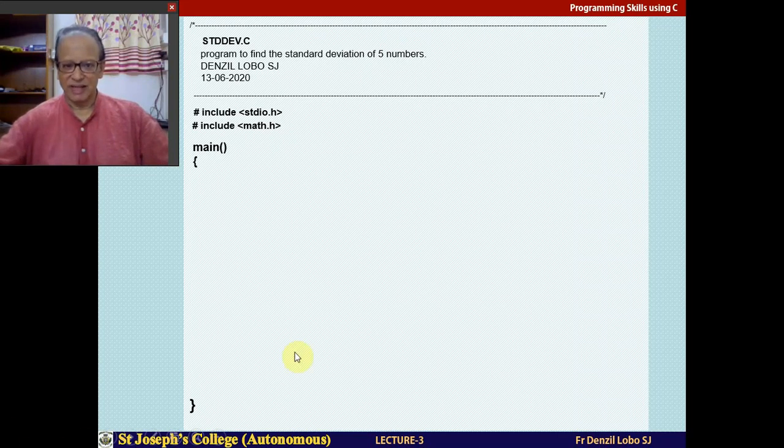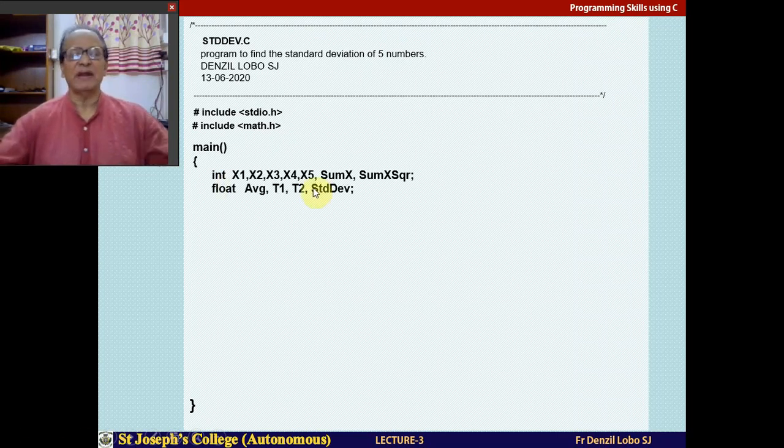I hope you have done that, and with that we come. So first we declare. In every C program, we first declare the variables. So all these are the variables. These are integer, first 5 plus 6, that's 5, 6, 7 of them. Then float, average is a floating number. T1, T2 are floating numbers. Standard deviation also is going to be a floating number.